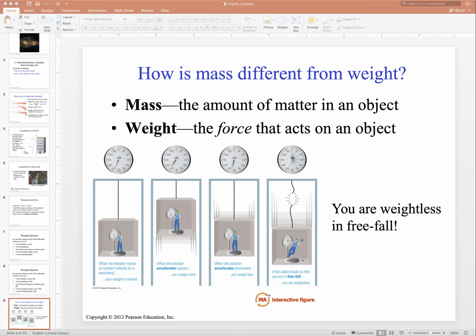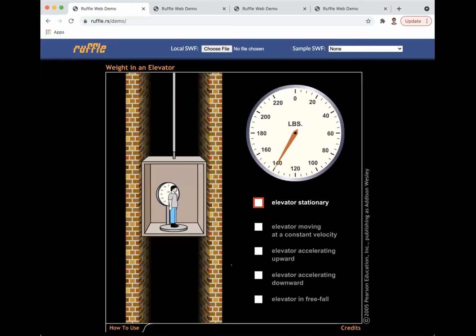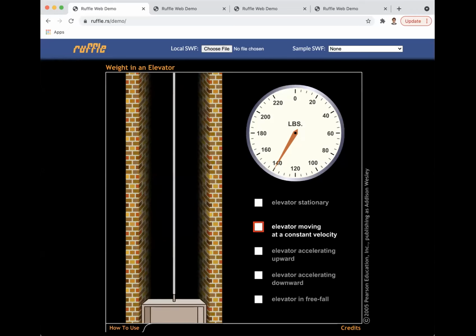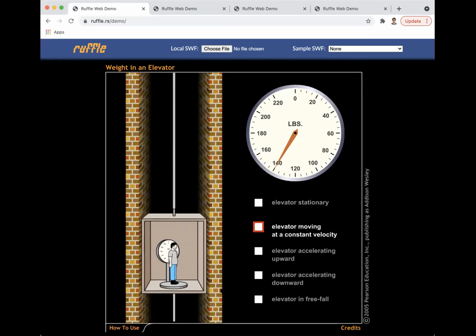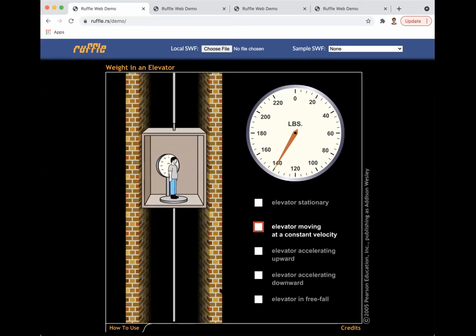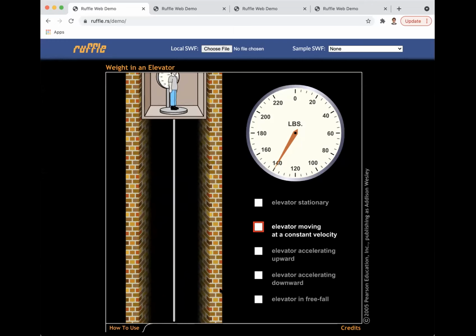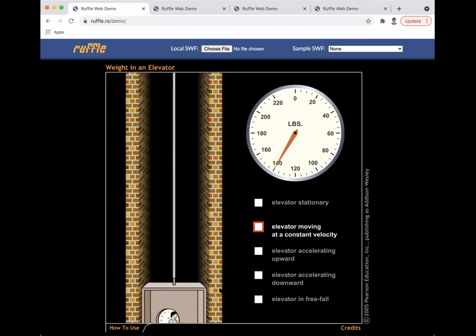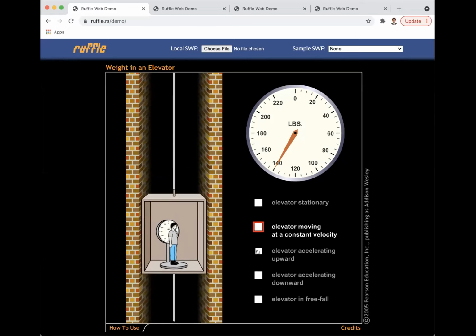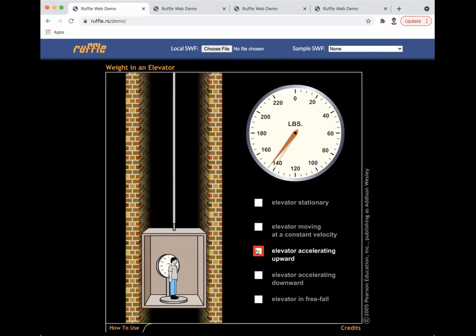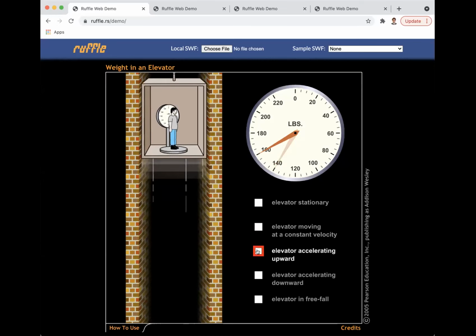Okay, let me show this little animation. So here, the elevator is stationary. Your weight is 140 pounds. Nothing weird. If the elevator is at a constant velocity, it's still the same. You don't really feel anything. The velocity is constant, it's not changing. There is no acceleration. There is no external force. Everything is normal. But if the elevator is speeding up and accelerating upward, you're feeling a little bit heavy.